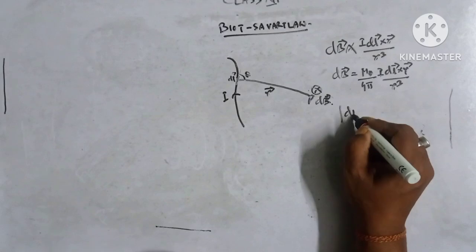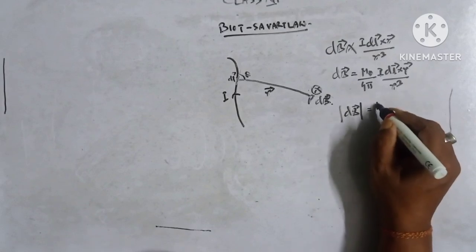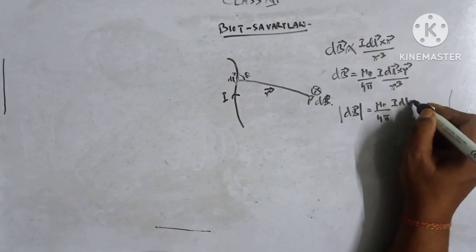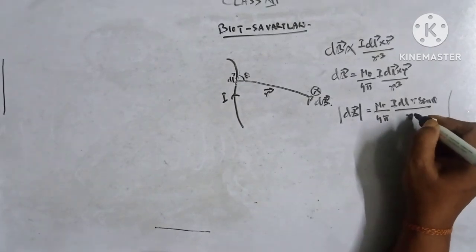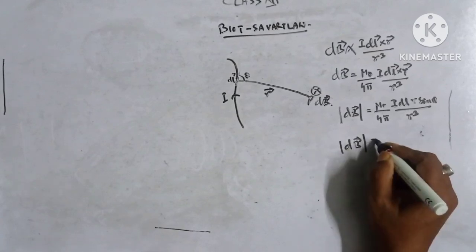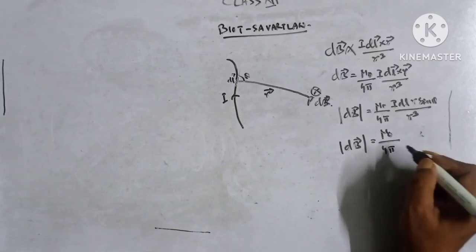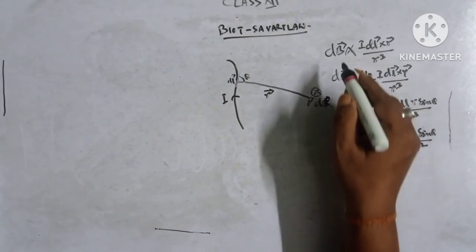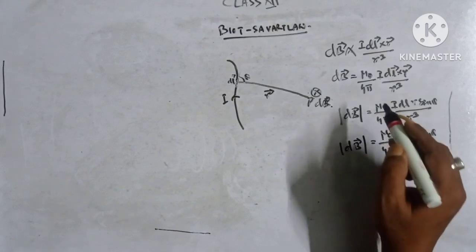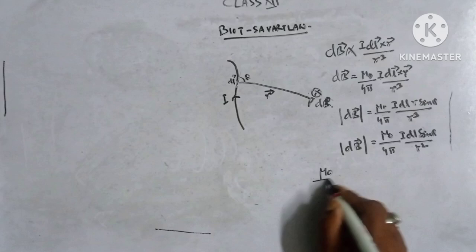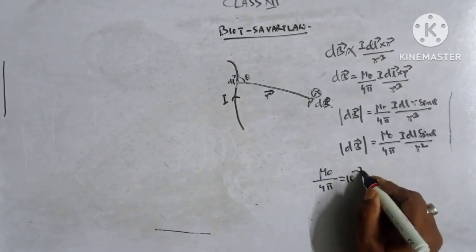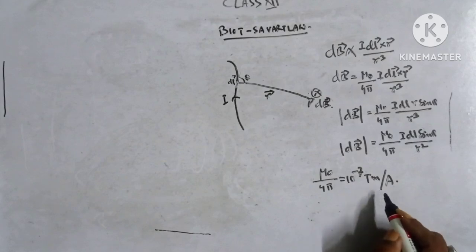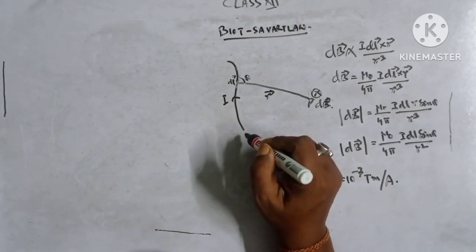Now if you go for the magnitude, since this is a cross product, it will be mu naught by 4 pi times I dl r sine theta by r cube. One r cancels, so it equals mu naught by 4 pi times I dl sine theta by r square. This is your magnitude and this is your vector, so do not confuse them. The value of the constant mu naught by 4 pi is 10 to the power of minus 7 Tesla meter per ampere. So this is the Biot-Savart law, where a current is flowing through the conductor.